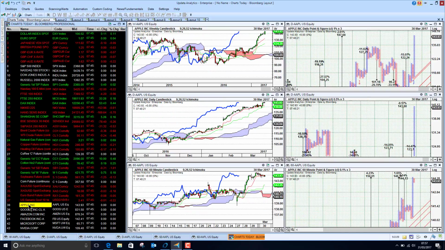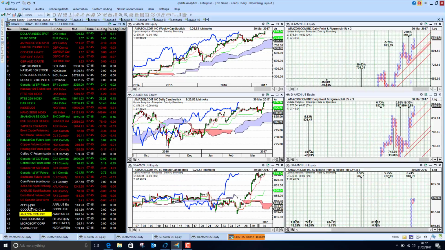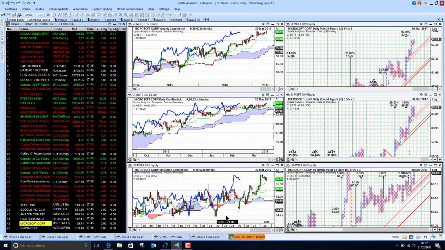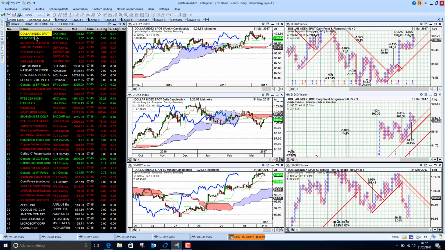Last of all, look at some tech. Apple still strong. Google not through the cloud entirely yet. Amazon just really powering away. Good short-term upside targets here. Facebook looking strong as well, broken that 142 level, and Microsoft has broken out a bit as well. Nvidia, the recovery continues here as well. So looking really good for the weekend. Looking for a strong close for the week for the US market.